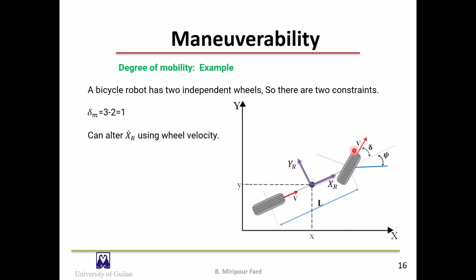As another example, consider a bicycle robot which has two independent wheels. So there are two constraints, and degree of mobility equals 3 minus 2 equals 1, and this robot can just alter x dot R using wheel velocity, and it's not possible to alter y dot R and also theta dot.